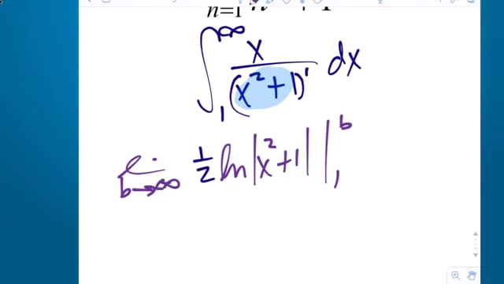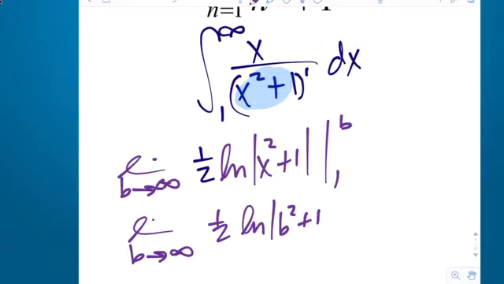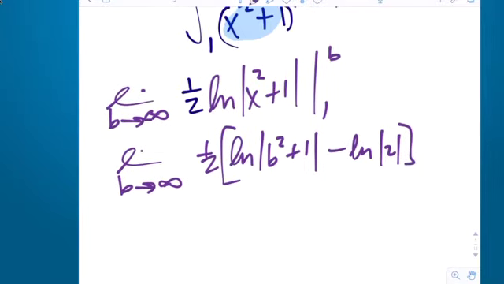Now when I plug it in, I get 1/2 the natural log of b squared plus 1 minus the natural log of 2. And I'll leave the 1/2 out front. Now, what is the limit as b goes to infinity of the natural log of b squared plus 1? It's essentially the natural log of infinity, right? And what is the natural log of infinity?